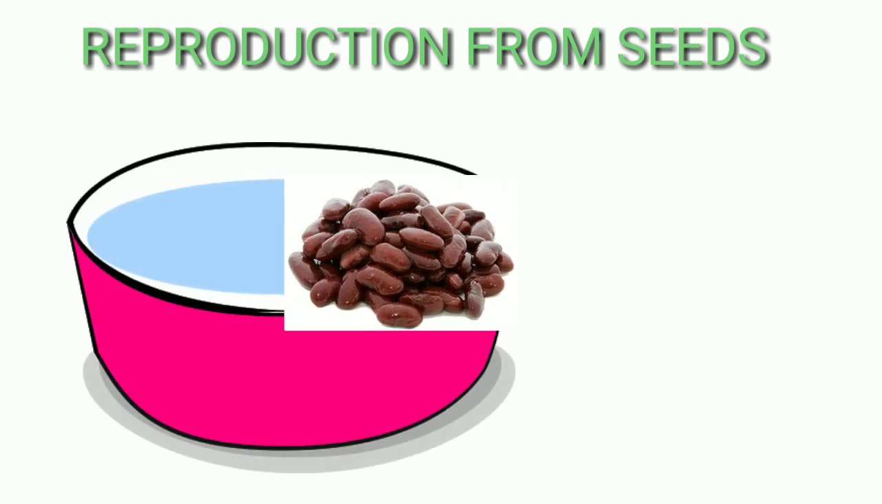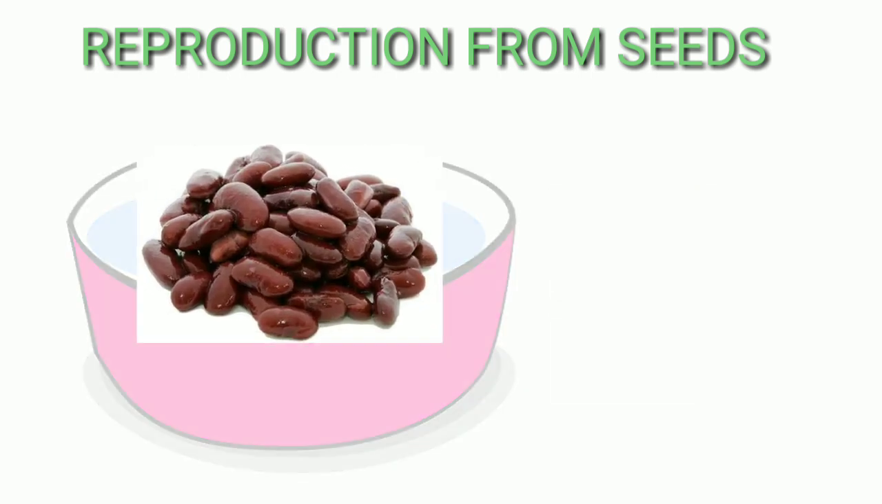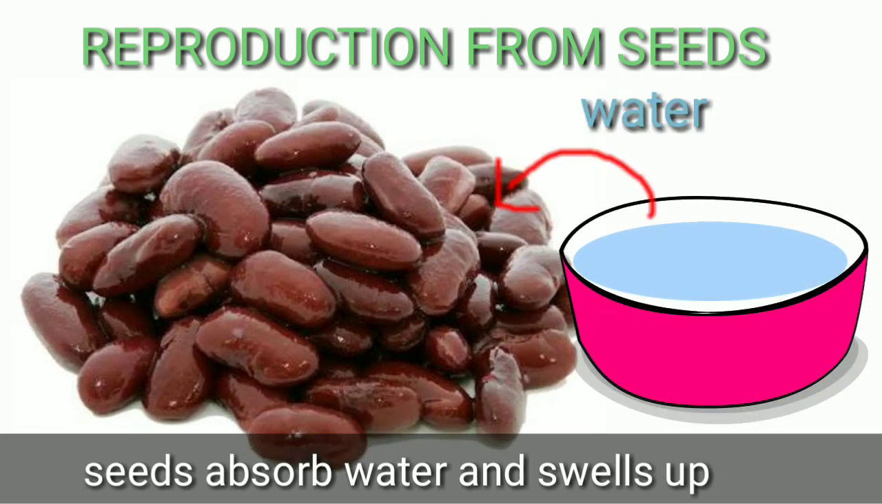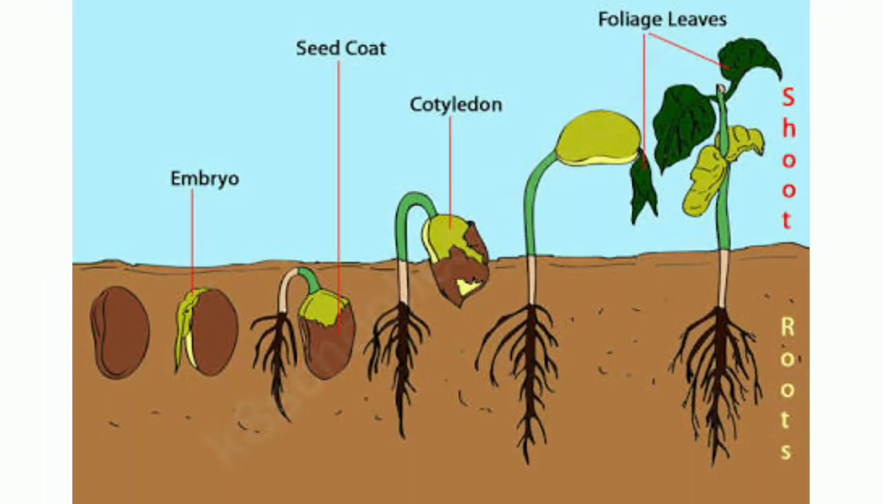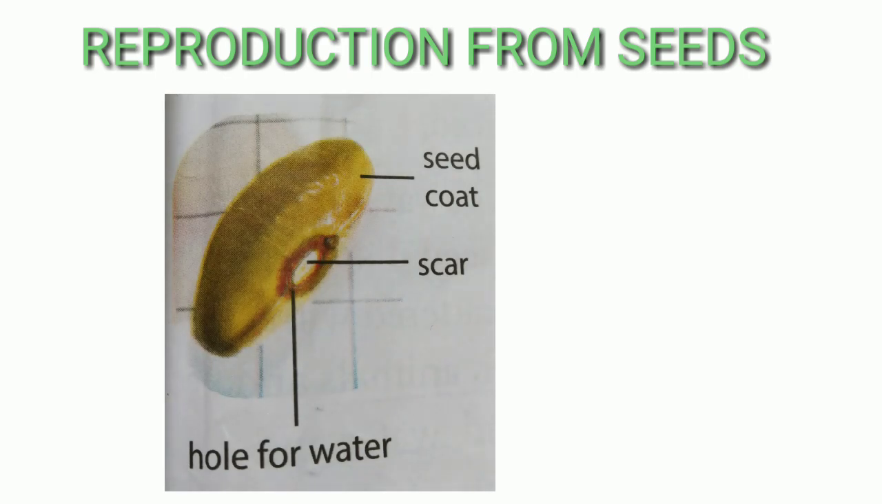Soak these seeds in water and leave them overnight. Take a soaked seed and look at it carefully. Is it softer and swollen up? Why so? The seed absorbs water and swells up. The thick outer covering called the seed coat protects the seed. One side of the seed has a scar. This is where the seed was attached to the fruit. Near the scar is a small hole. The hole allows water to enter and make the seed swell up.